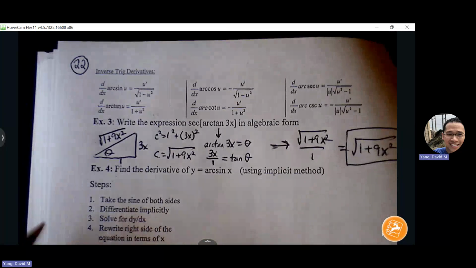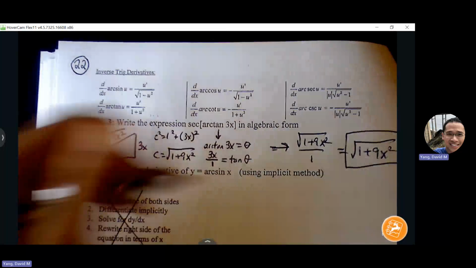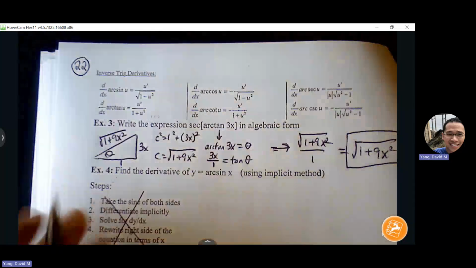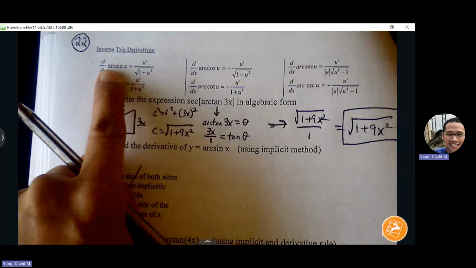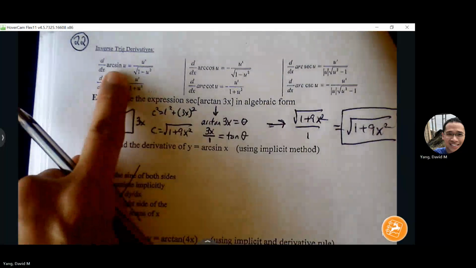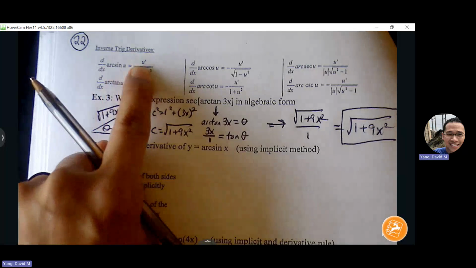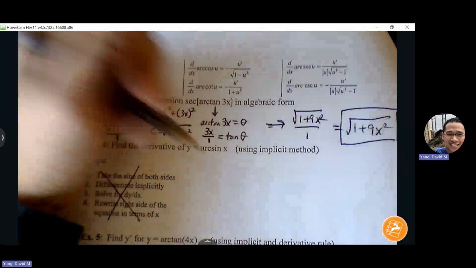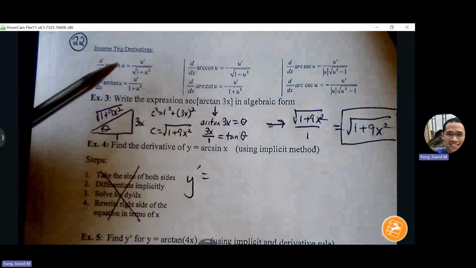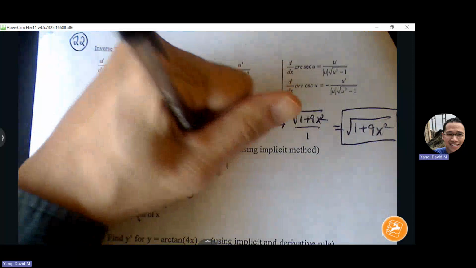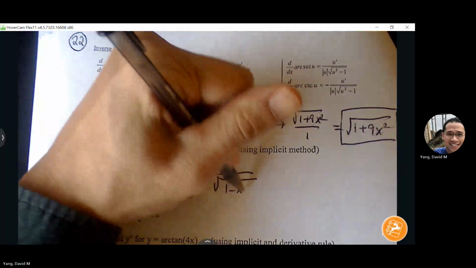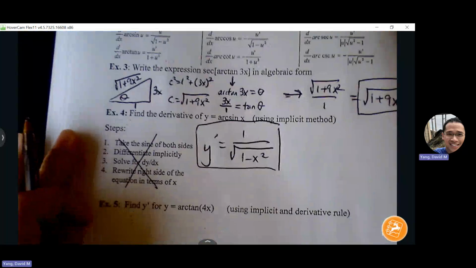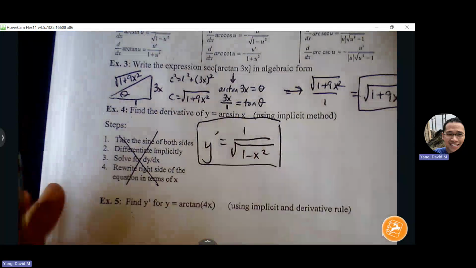All right, example 5, it says example 4, sorry. We'll do this using our derivative rule here. Arcsine of x. So we have the rule right above us here. What's our u value? Just x. So then the rule says u prime over the square root of 1 minus u squared. So what's u prime going to be? 1. So 1 over the square root of 1 minus x squared. That's the derivative. That's the slope formula for arcsine of x.